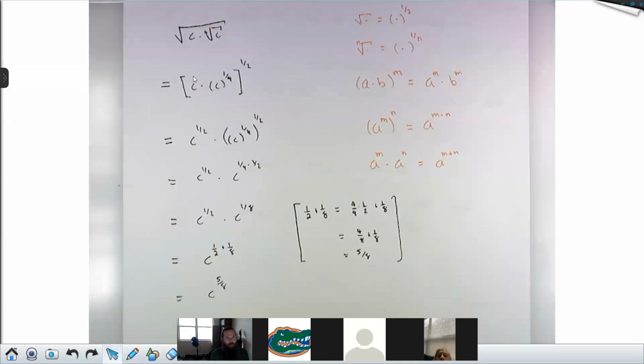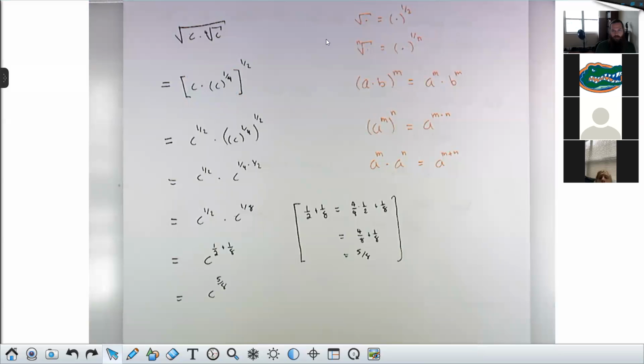There are other ways to go through this. I think this is maybe the most natural way. You could also combine these first and then give them the 1/2 power. That would work. Are there any questions about any of these steps?